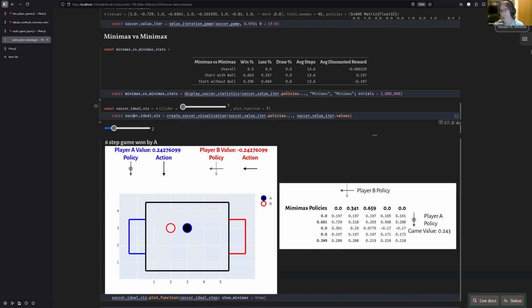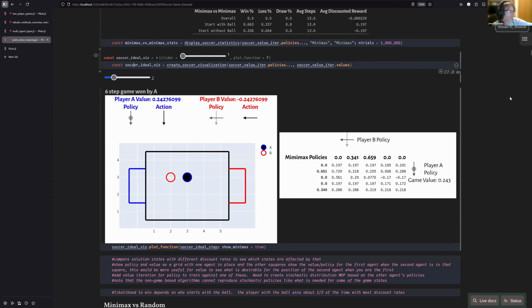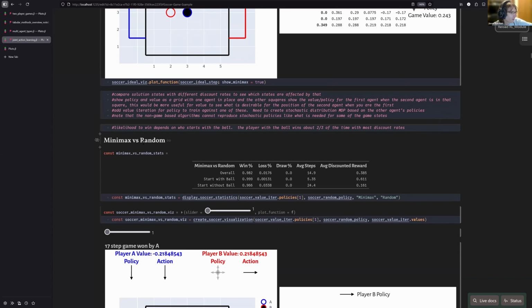Okay, so any questions about the minimax solution for the soccer game? That's good. And here I'm just showing them playing against each other. We can also evaluate the minimax solution against a random opponent, and this will be something we evaluate: looking at other solution strategies and seeing how they perform against random opponents.